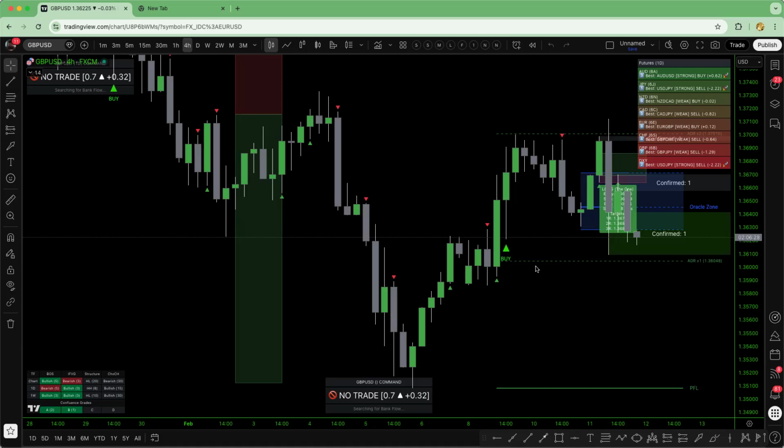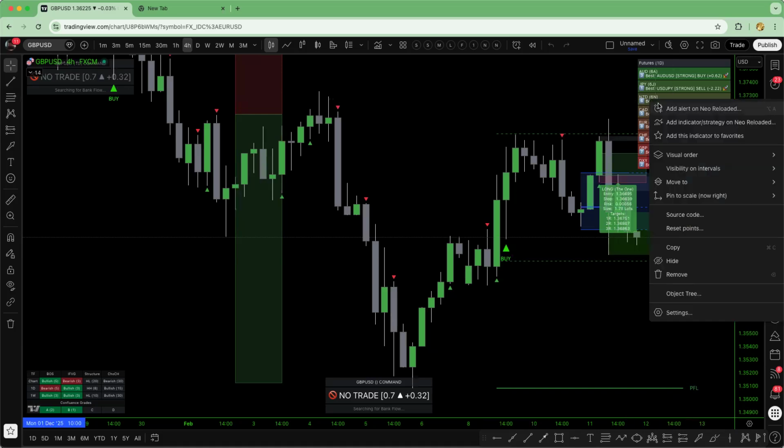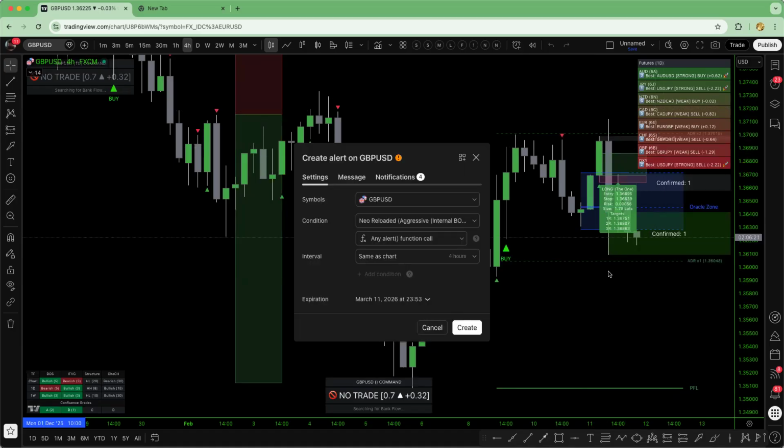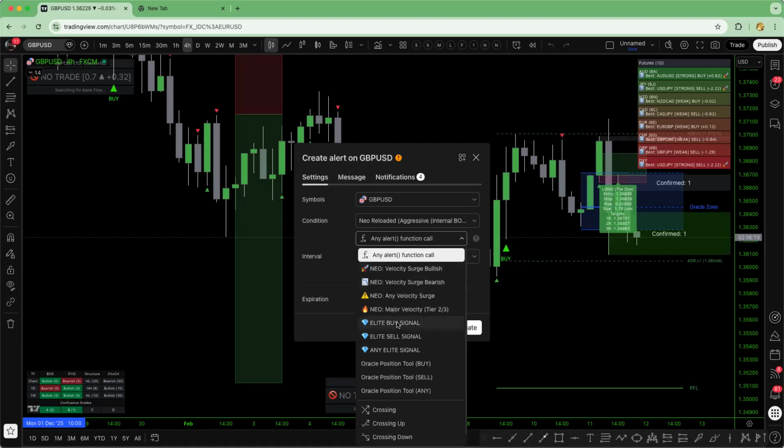Somebody else has asked, can you please go through the velocity settings? So you go to add alert, and you've got all of these alerts here. I've even made it better for people with the position tool, that's this here, for the buy and sell alerts with the stop loss, take profit, entry. You can either have a buy or sell alert, or you can set it as any. So it'll tell you whether it's buy or sell. So it's better to always use any.